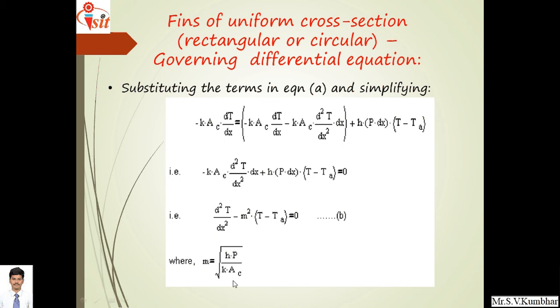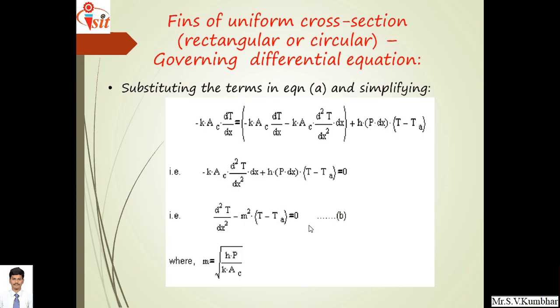You might be wondering why m square is written here, because if you divide by KAc, you will get hP upon KAc as it is. So this is the differential equation. Remember this differential equation, we will require it while deriving a few other cases. d2T upon dx square minus m square (T minus Ta) is equal to 0. This equation is a very important equation in thermal analysis of fins, where m is the square root of hP upon KAc.